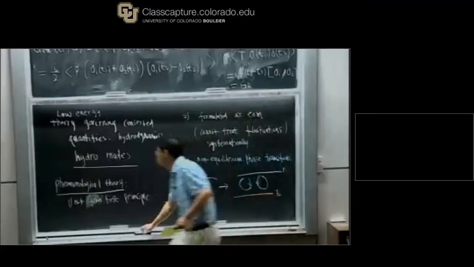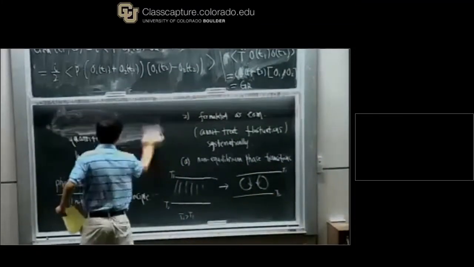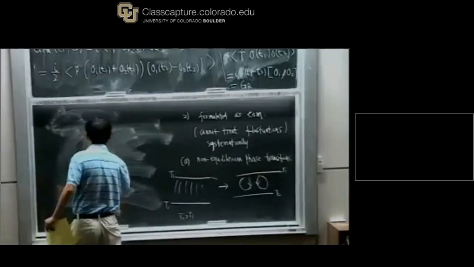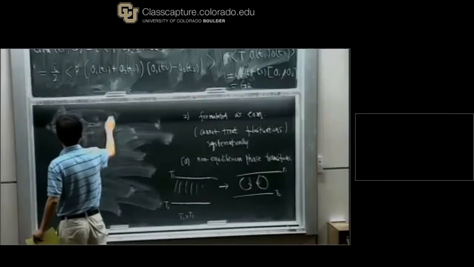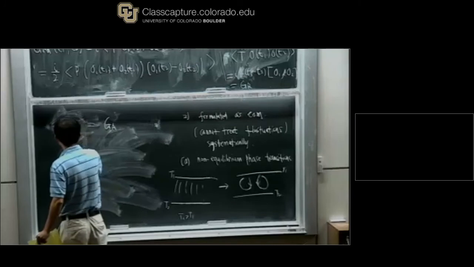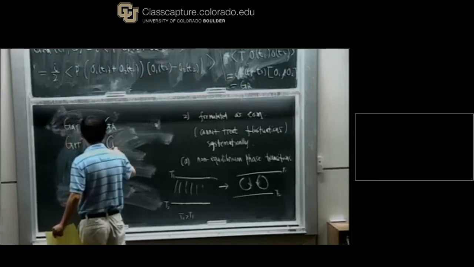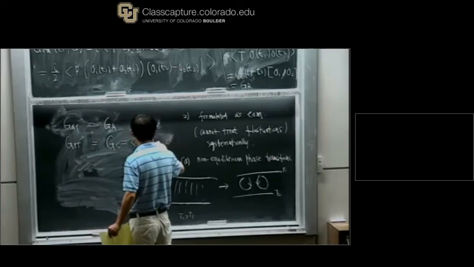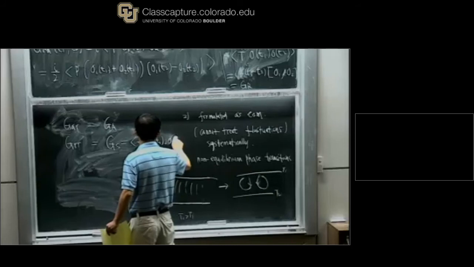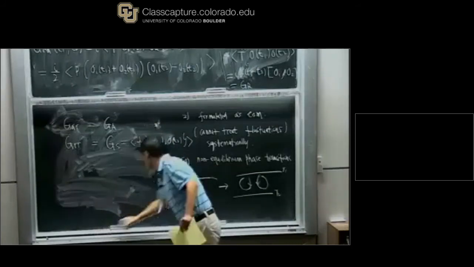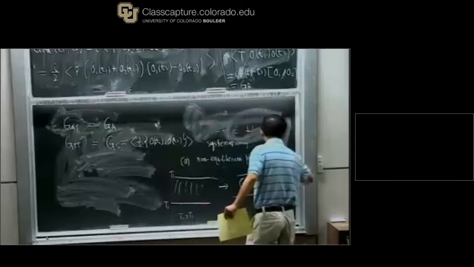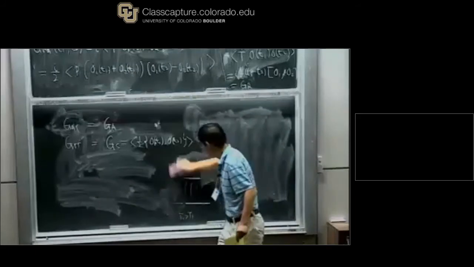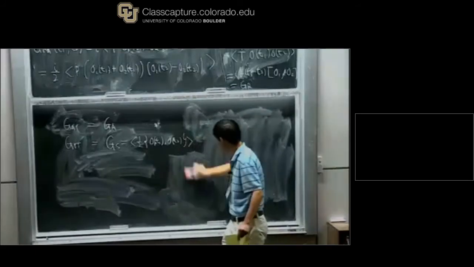Similarly, if you look at G_ar, that gives you the advanced Green function. And if you look at G_rr, that gives you a symmetric Green function, which is just 1/2 of O(t_1), O(t_2), anticommutator. So that essentially covers all correlation functions at the two-point function level.